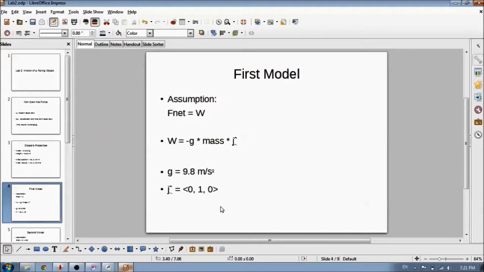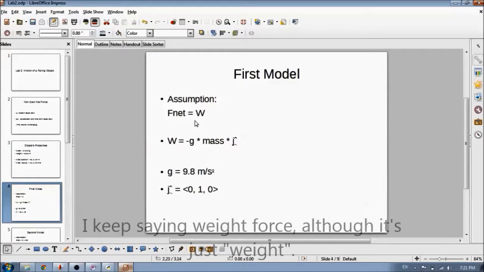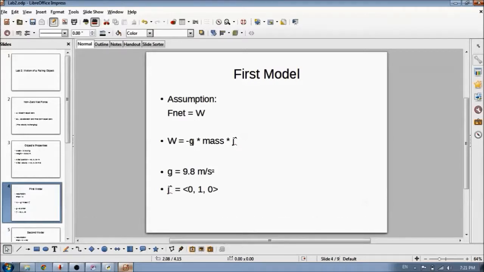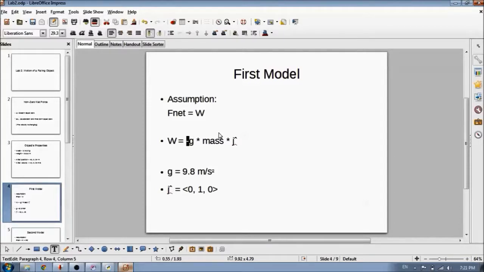In the first model, I assumed that the only force acting on the object is the weight force. And the weight force is equal to minus g times mass times j hat. g is the acceleration due to gravity, and j hat is the positive y-axis. So the minus here indicates that it's moving in the negative y direction.